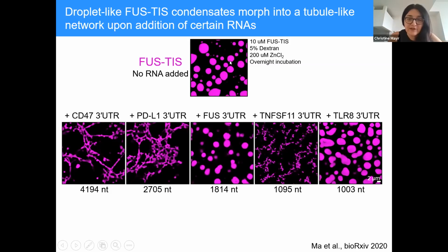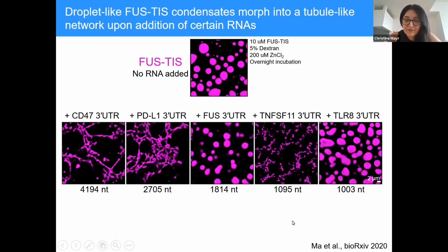It forms sphere-like condensates. However, when we add in vitro transcribed 3' UTRs, and so we added CD47 or PDL1 or FAS, then in those two cases, we get a really nice network. But in this case, we only got spheres. Those three were the first three that we tried. And at the time, we thought, oh, okay, CD47 and PDL1 are much longer, so maybe it's the length that is important.